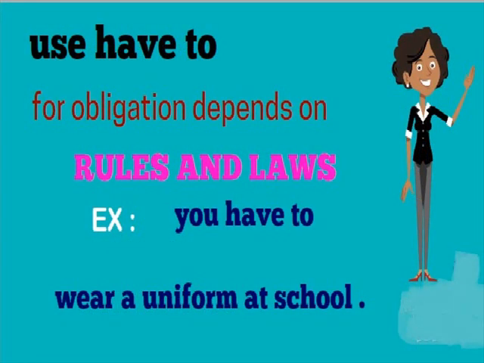Now we are going to talk about have to. Use have to for obligation that depends on rules and laws. Okay, it's an external obligation. It comes from outside, from people around us. Rules and laws. For example, you have to wear a uniform at school. So they force you to oblige to this rule. Okay?